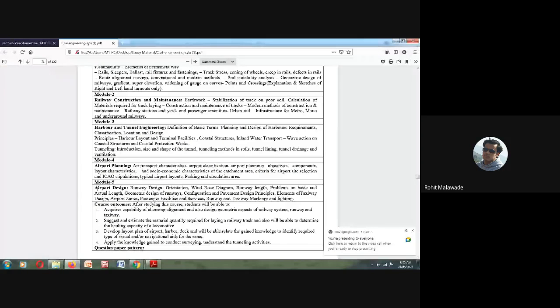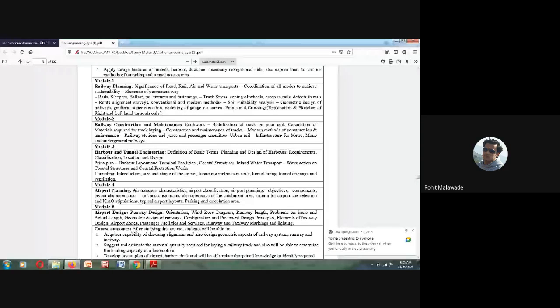Okay, we have finished already the module one. In module one, we have discussed what the different elements of a permanent way are, then the significance of road, rail, air, and water transport. We have discussed the rails, sleepers, ballast, rail fixtures, and fastenings.